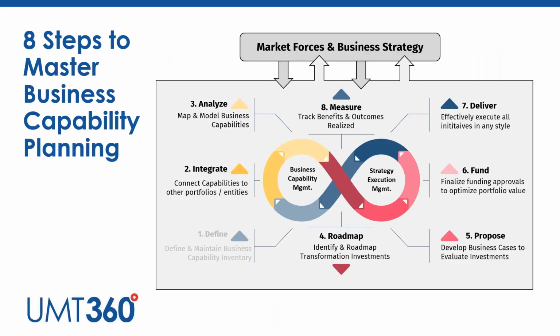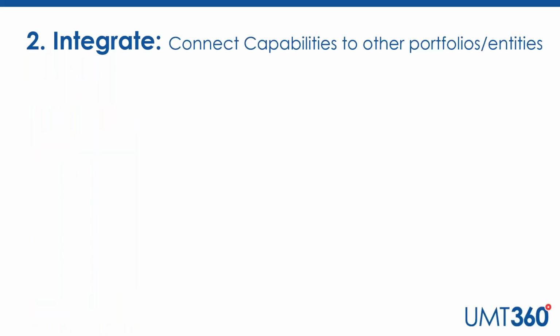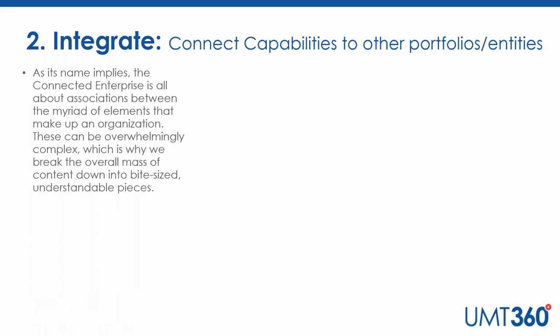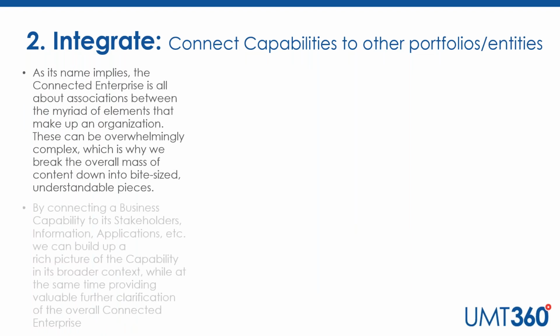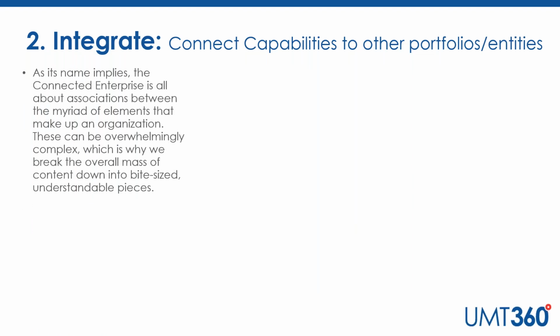Okay, let's move on to step 2. So I don't think we need to say anything further about this slide. That's just to sort of keep us where we are. All right, so step 2 is integrating, connecting the capabilities to other portfolios and entities. So the term entity is one that is familiar to the PMO world and the strategic portfolio management world, it means a slightly different thing in architecture, which is why we use those two terms there.